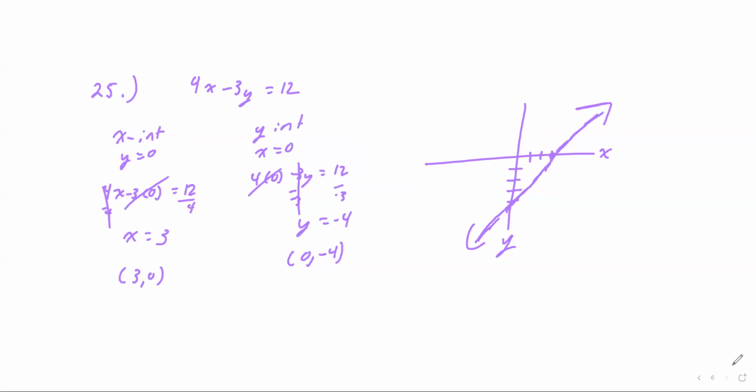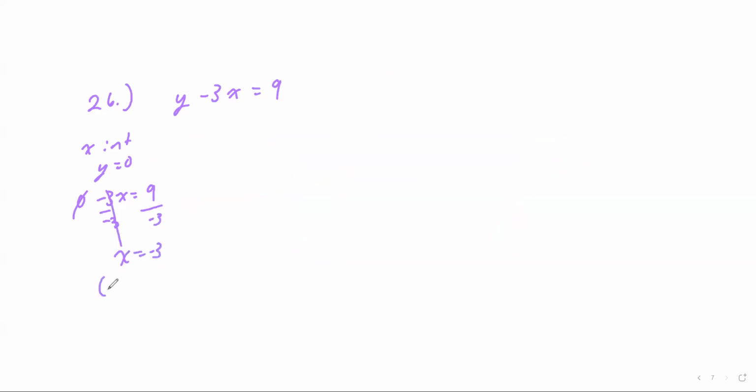Let's look at number 26. 26 says y minus 3x equals 9. Again, looking for my x-intercept, I'm going to let y equal 0. So it's 0 minus 3x equals 9. That goes away, so I'm just going to divide by negative 3. So x equals negative 3. My coordinate here is negative 3, comma 0.